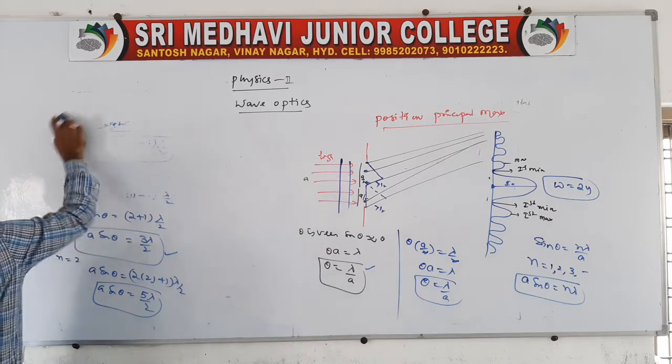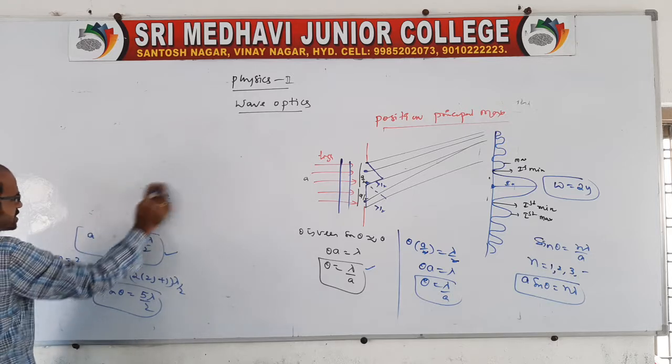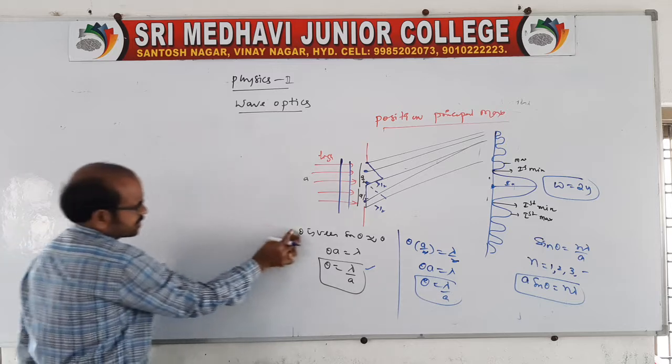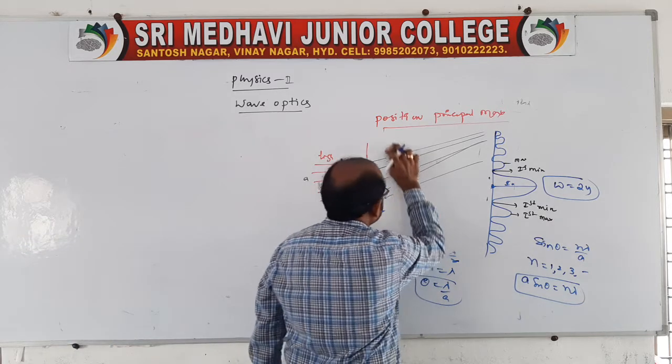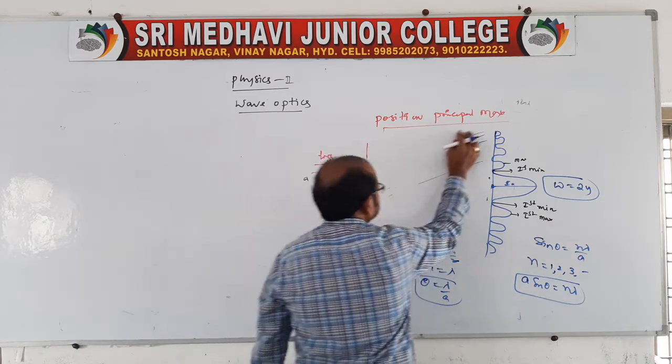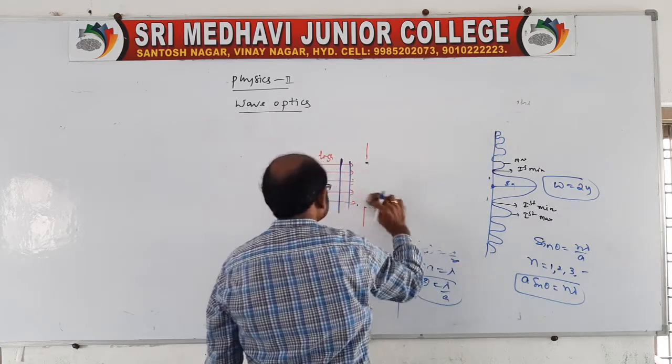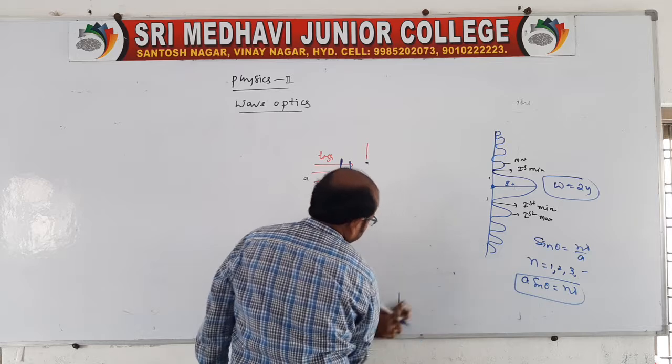Now, coming to the central maxima, which is important here. Again, you take the same diagram which is already there. You leave all this. This is the position of the principal maxima now. Now, the wave is entering through like this.